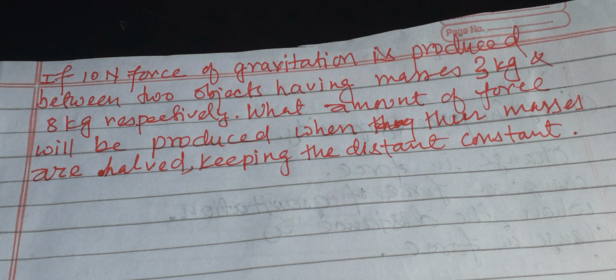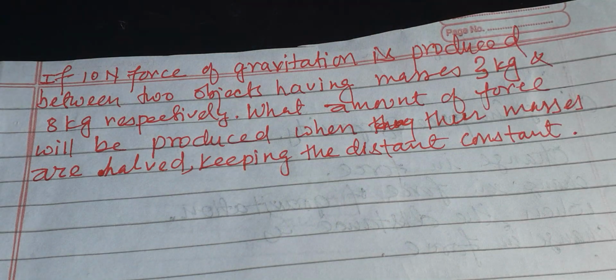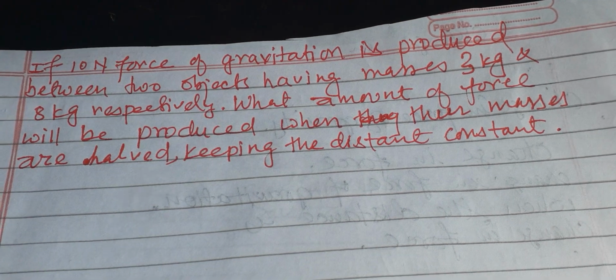The mass is halved. That is, the mass is 1 by 2 times the original masses. So there is a change in the gravitational force. How does it change? We solve it. Let us start the solution.